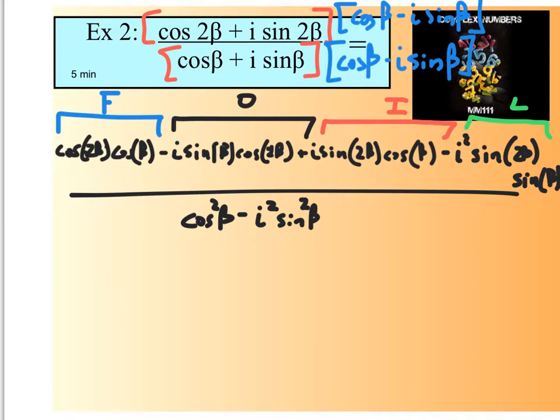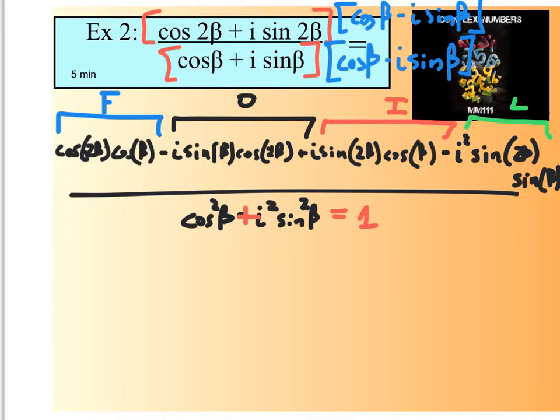All right, so let's go over what I've done here. I FOILed the numerator, got cosine 2 beta cosine beta minus i sine beta cosine 2 beta plus i sine 2 beta cosine beta minus i squared sine 2 beta sine beta. Now, in the denominator, when I multiply those conjugates, I get cosine squared beta minus i squared sine squared beta. Just so you're aware, this becomes cosine squared plus sine squared because the i squared being a negative 1 turns into that. So the denominator ends up equaling 1, which is great.